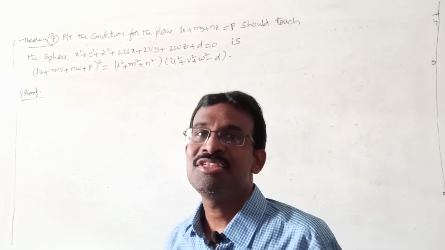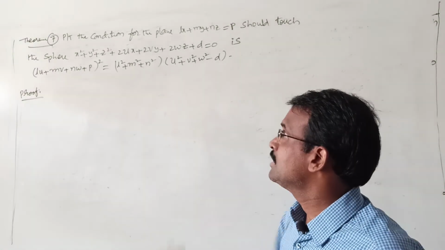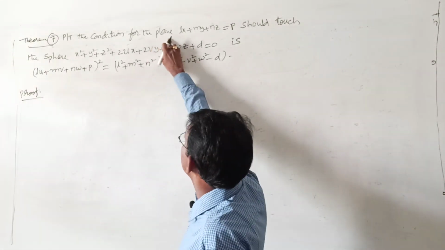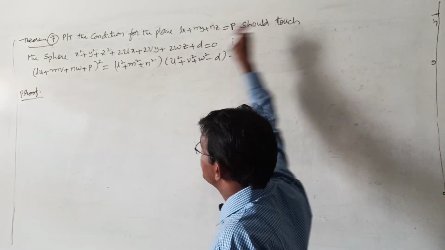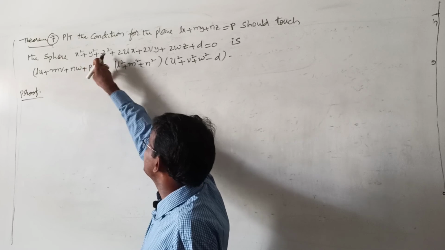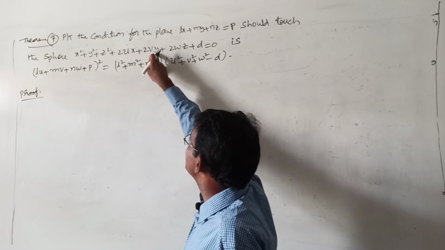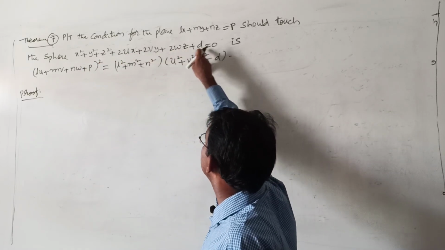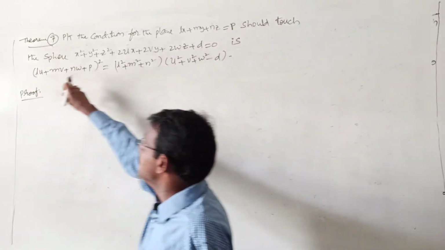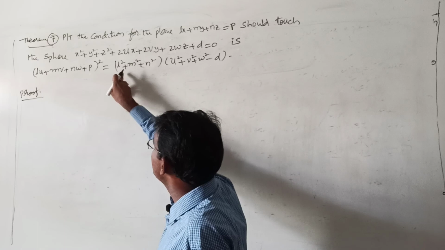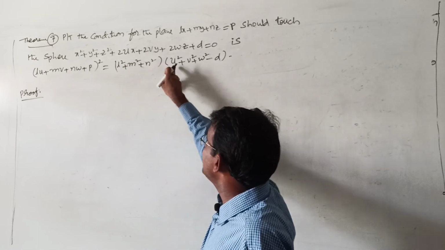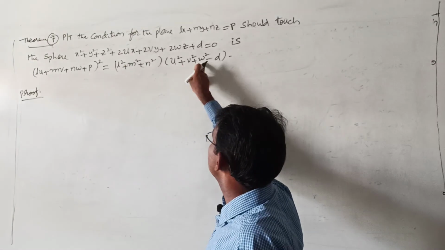Yes, now see the next theorem. Theorem number 7. Prove that the condition for the plane Lx plus My plus Nz equal to P to touch the sphere x square plus y square plus z square plus 2ux plus 2vy plus 2wz plus d equal to 0 is (Lu plus Mv plus Nw plus P) whole square equal to (L square plus M square plus N square) into (u square plus v square plus w square minus d).